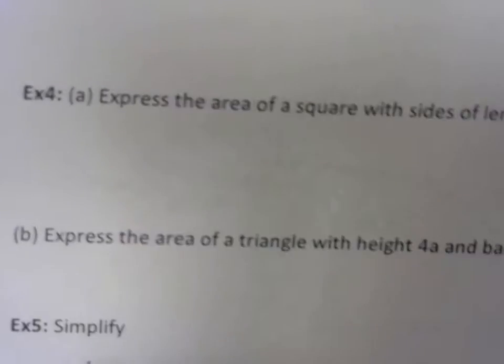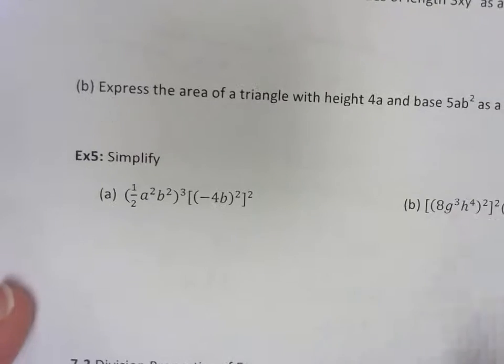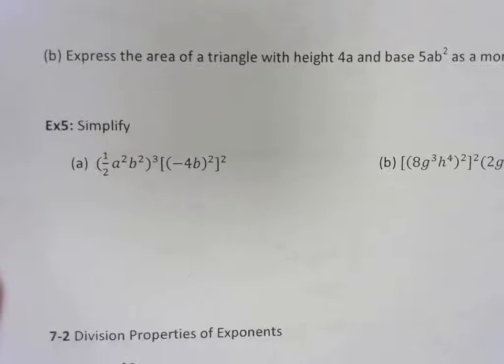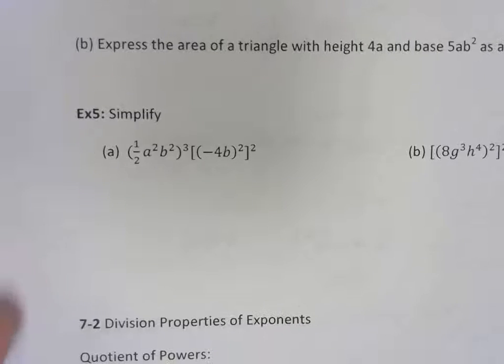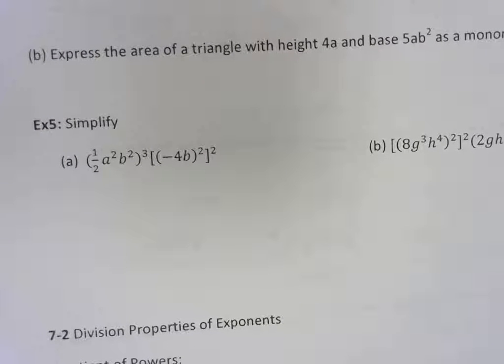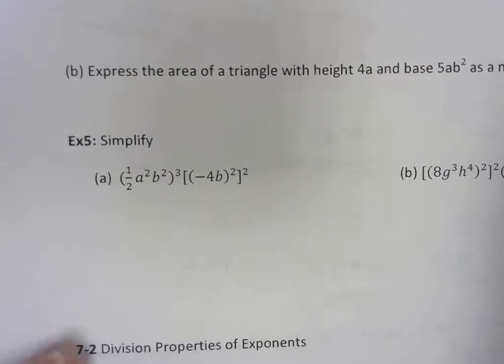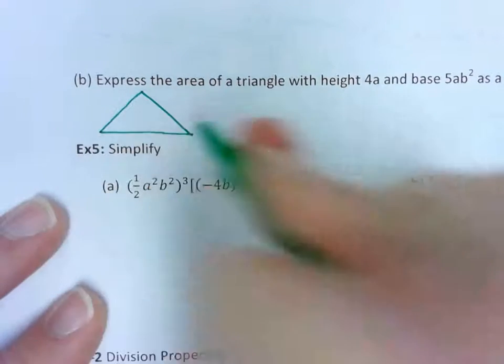Okay. So let's go ahead and look at example 4b real quick. Express the area of a triangle with a height 4a and a base 5ab squared as a monomial. So let's go ahead and draw a picture real quick. So here's my triangle. We're going to draw 2 pictures.